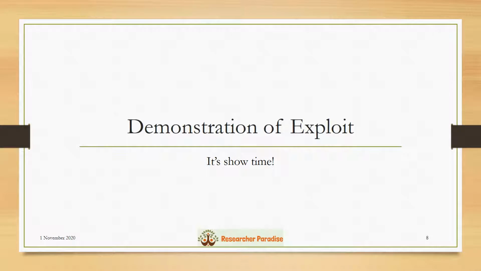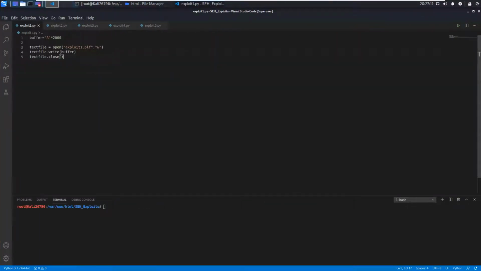Let us now move to the demonstration of this exploit. So here I am inside my Kali Linux VM. I have created a simple Python file which will just put 2000 A's inside a PLF file. A PLF file is nothing but a playlist file. Save it and run it. As it's a simple Python file, you can just run it by typing python exploit1.py. Since I've already done it, I leave that to you.